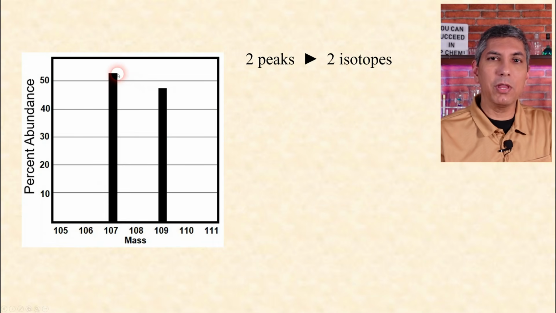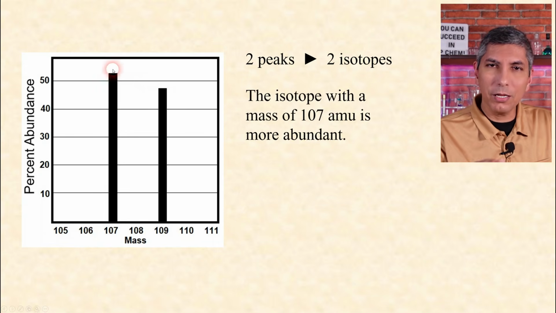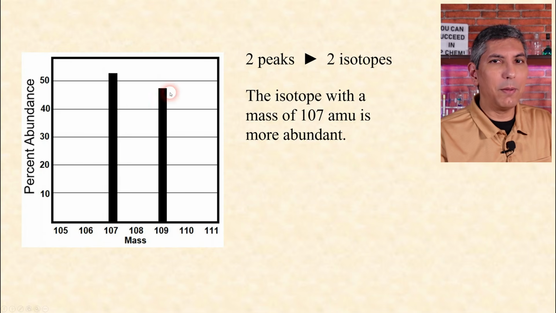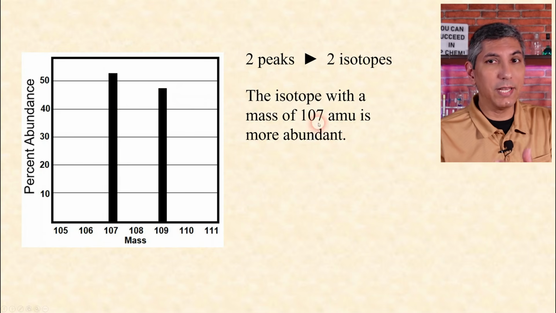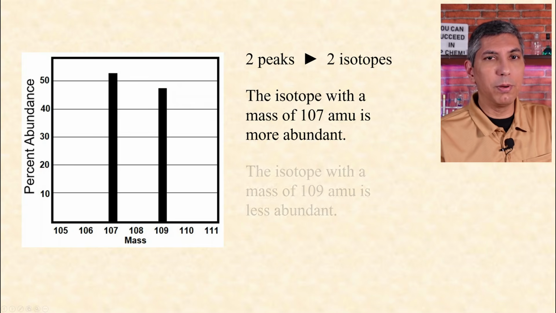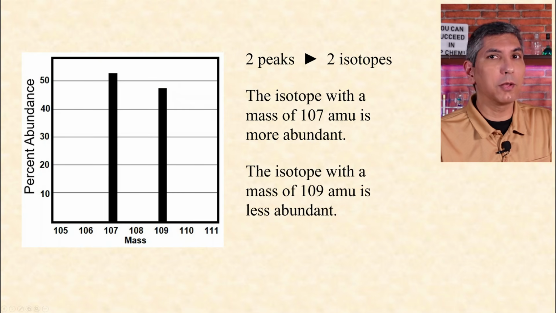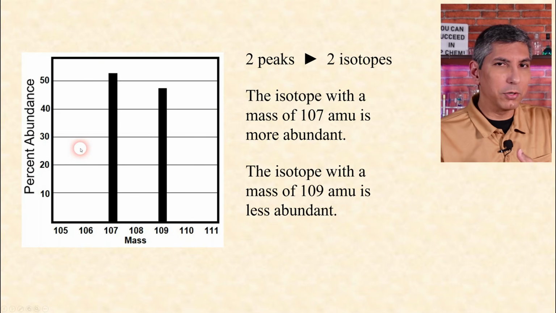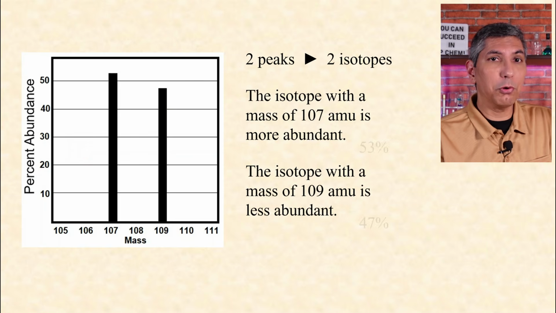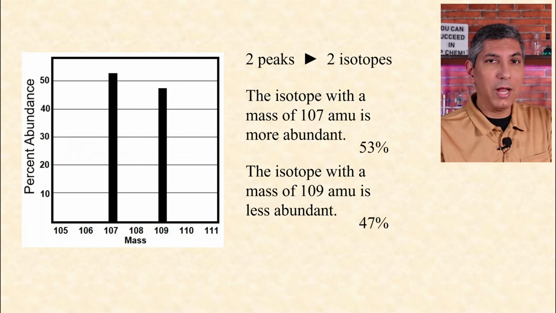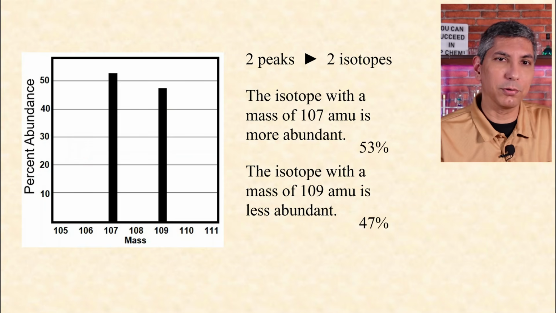is. And since the peak with a mass of 107 is a little bit taller than the other one, that means that the isotope with a mass of 107 AMU is more abundant than the one with a mass of 109 AMU. We can see the actual percentages by looking at the y-axis. The 107 isotope is 53% abundant, while the 109 isotope is 47%.